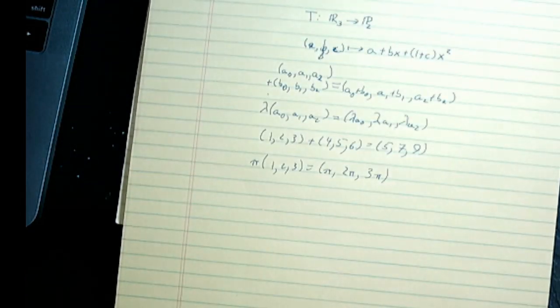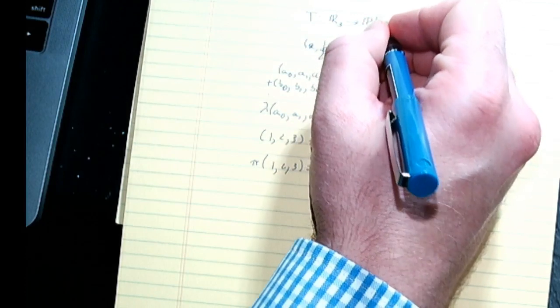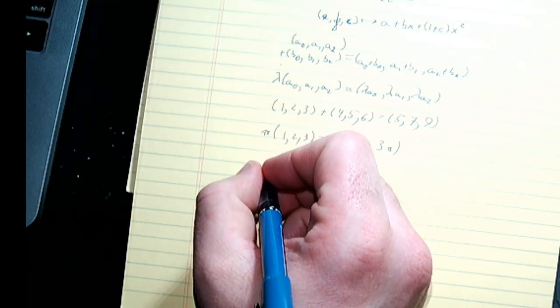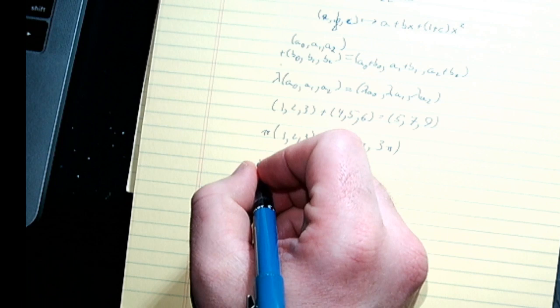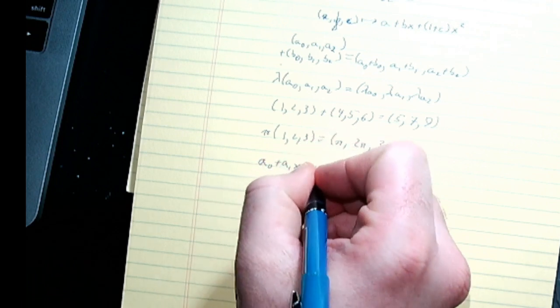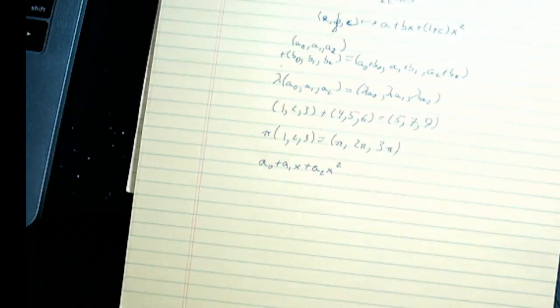How about P2? Remember, the space we're mapping into is P2. This is the space of polynomials, and it's often written P2 of R, P2 polynomials over the real numbers. That's just literally every polynomial that goes up to second degree. So that's everything of the form, say, a0 plus a1x plus a2x squared.